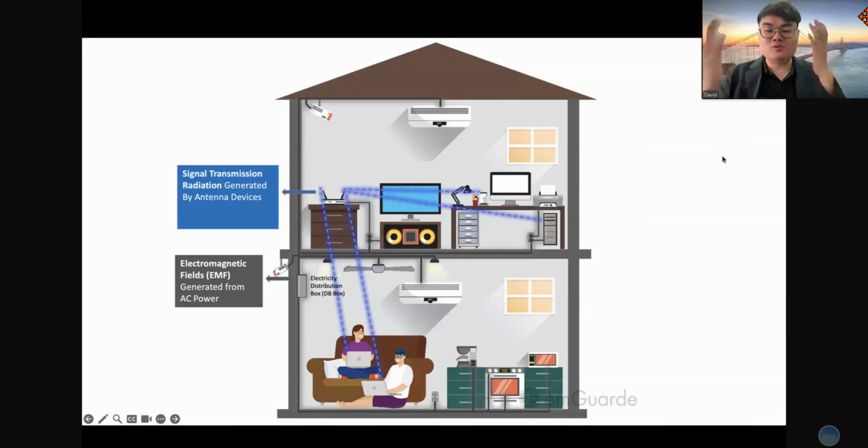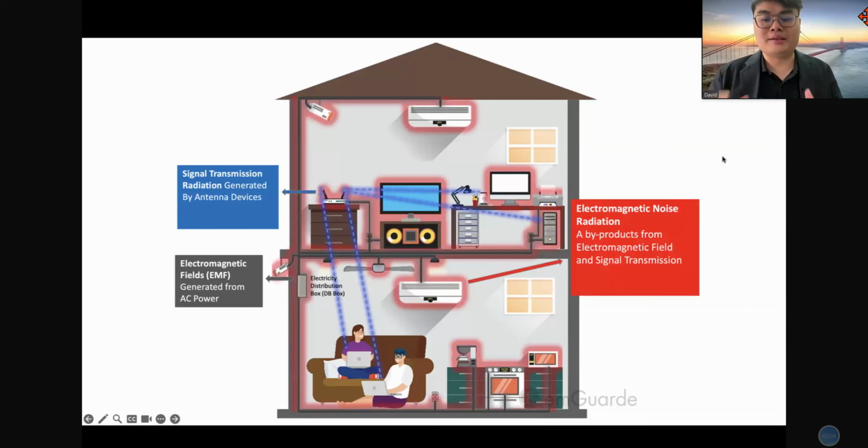Okay, now when you have these 2 elements in the house at the same time, they are going to generate their byproduct, and this byproduct is actually coming in the form of electromagnetic noise radiation energy in the red color. Okay, and emGuarde is actually built to suppress targeted electromagnetic noise radiation energy.